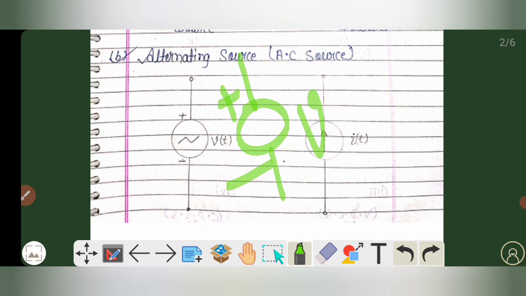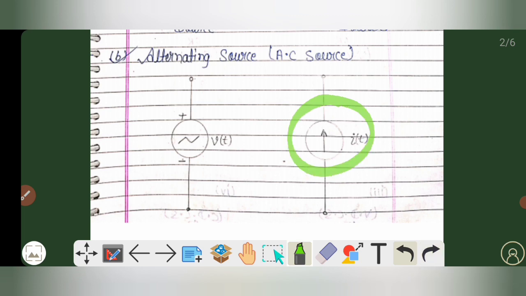And now, my dear friends, the next one is the current source. As you can see here, it is represented by putting an arrow, and it is denoted by i(t), which means the instantaneous current.